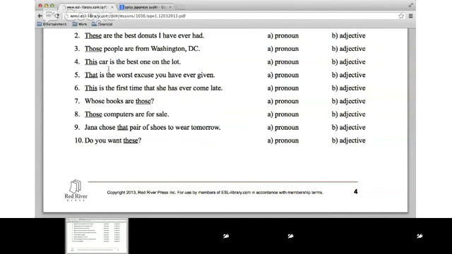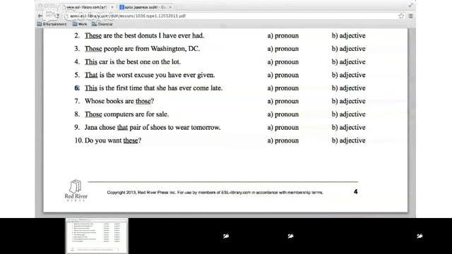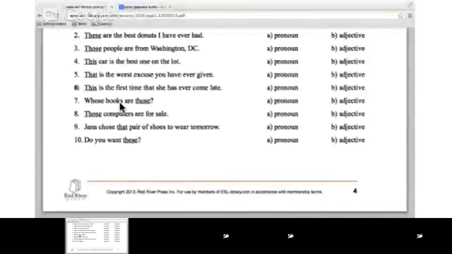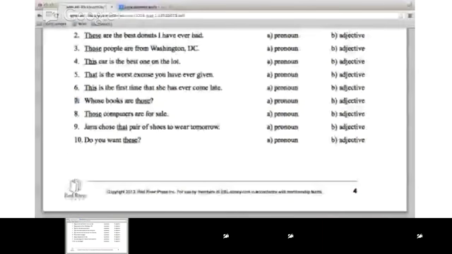Okay. Yes, you're correct. It is a pronoun. There is no noun that follows after the word that. Very good job. Okay, how about number 6? Number 6 is for Amparo. This is the first time that she's ever come late. Pronoun. Good. Yes, this is a pronoun. Okay, how about number 7? This is for Jada.